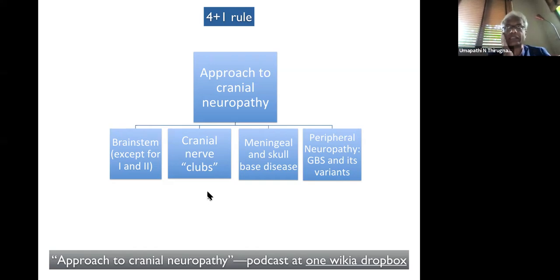And finally, you'll examine the patient's facial sensation and corneal reflex to see whether the fifth nerve is associated. And if it is indeed affected, then you would invoke the possibility of this being a cavernous sinus club.